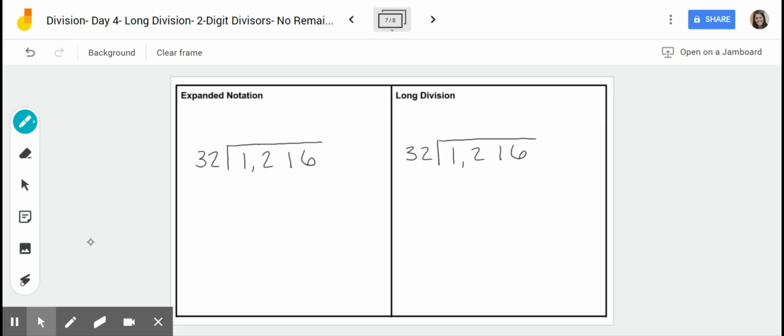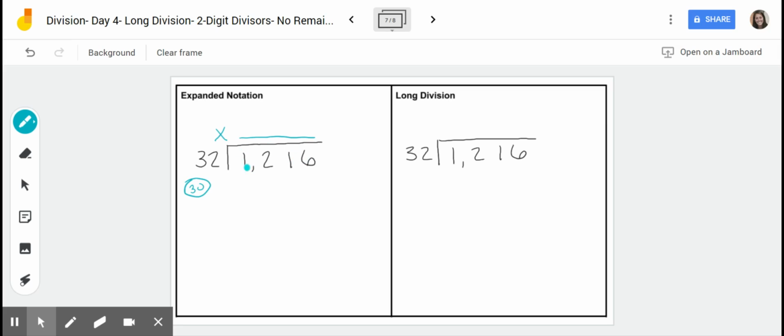All right, now that you've had a chance to solve the problem, let's walk through it together again. This time we're looking at 1,216 divided by 32. As I'm walking through expanded notation, once again, I'm asking myself 32 times what number gets me close to 1,216 without going over. I'm thinking about 32 in relation to 30. 30 is an easier number to think about when trying to figure out what my partial quotients could be.